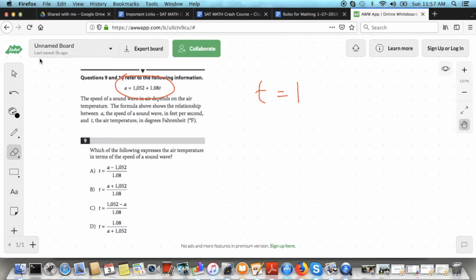And if T equals 1, I know exactly what A is going to be, right? Because A is just going to be 1052 plus 1.08 times T. 1.08 times 1 is just 1.08. So really, the air temperature is just going to be 1053. I don't even use the calculator here. 1053.08, right? Because that's 1052 plus 1.08. Okay, so when T is 1, A is 1053.08.